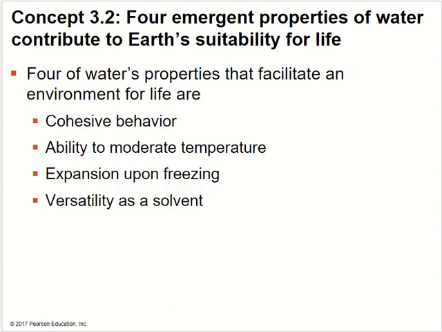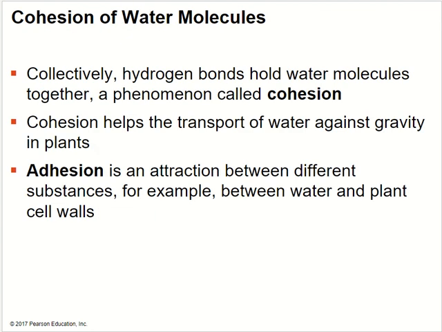Four emergent properties of water contribute to Earth's sustainability for life. These include cohesive behavior, ability to moderate temperature, expansion upon freezing, and versatility as a solvent. Cohesion: hydrogen bonds hold water molecules together. This phenomenon is called cohesion.